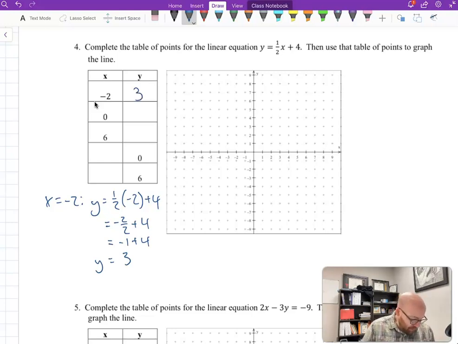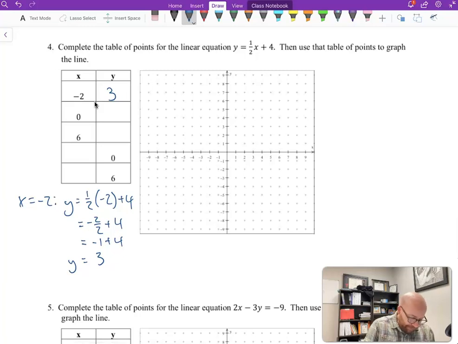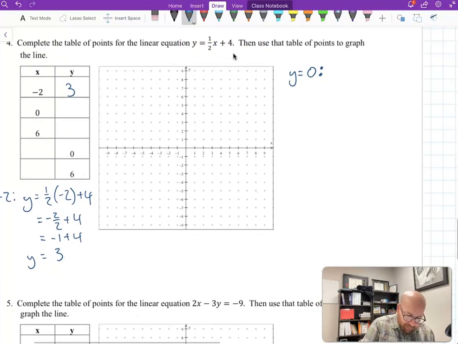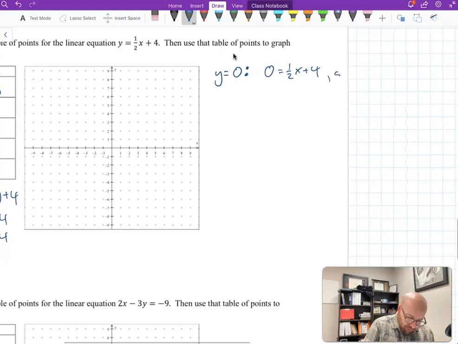I'm going to go ahead and skip on over to y equal to 0. How would we find x if y is equal to 0? Well, what we're going to do is replace this y in our equation with 0. So we have 0 is equal to 1/2 x plus 4. And what we need to do is solve for x.